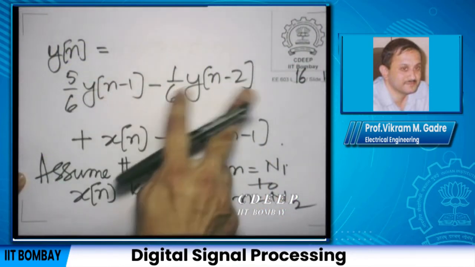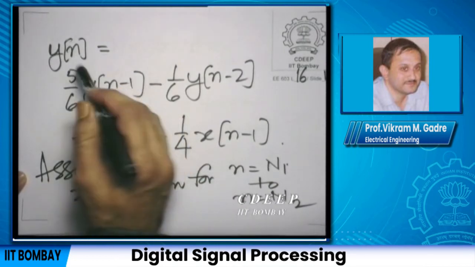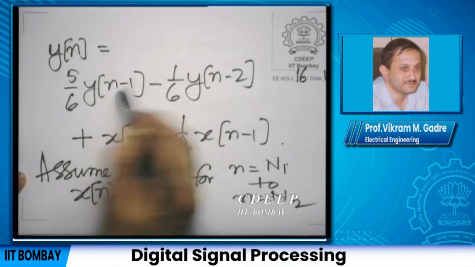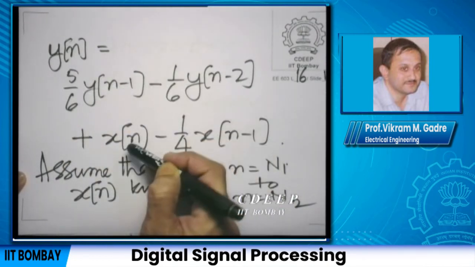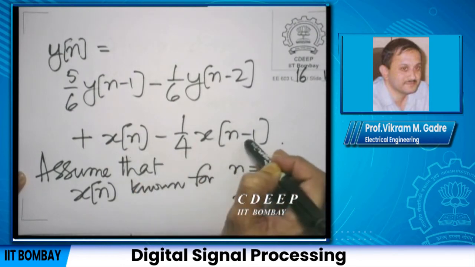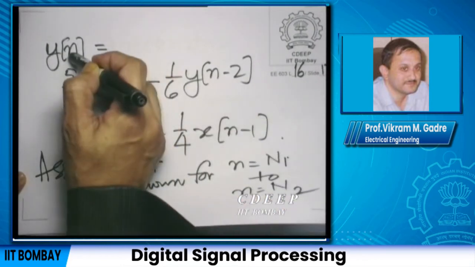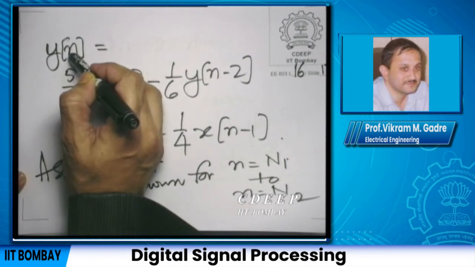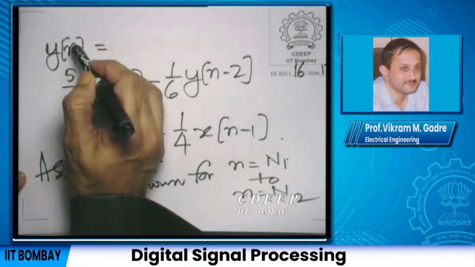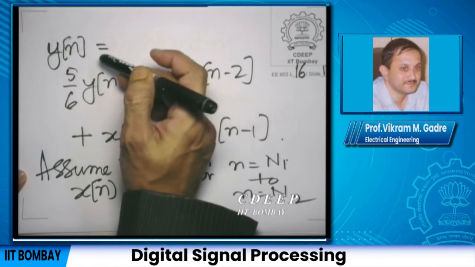So, here you have y[n] is 5/6 y[n-1] minus 1/6 and so on. So, if you know y[-1] and y[-2], and you know x[0] and x[-1], then of course I can find y[1], or y[0], I am sorry. Once you know y[0], you can go one step further. You can find y[1].